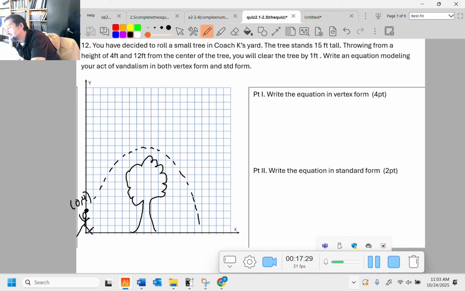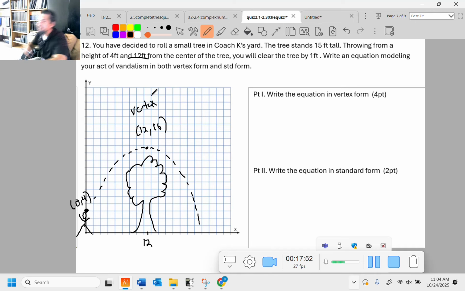Now, you are located 12 feet from the center of the tree. So right here, there's an x value of 12, okay? Which means right here, there's an x value of 12. The tree is 15 feet tall. You clear the tree by a foot. There you go. And that, boys and girls, is your vertex.